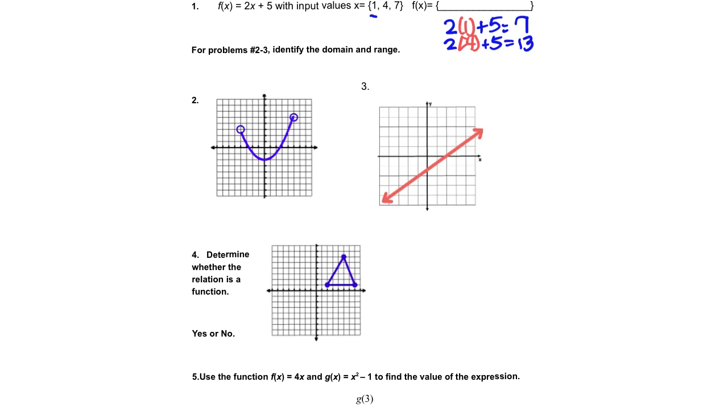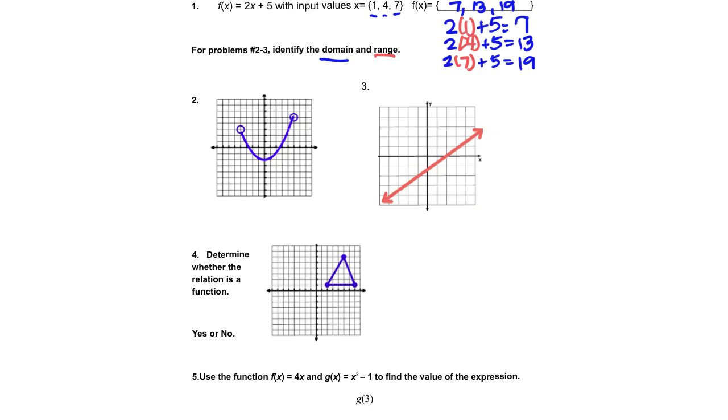Next, I'm going to take my same function, 2 times my next input value, which is 7. And so I'm going to do 2 times 7, which is 14. And then I'm going to add 5, which is 19. So my output values are 7, 13, and 19.